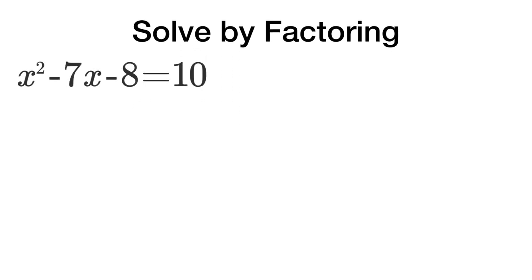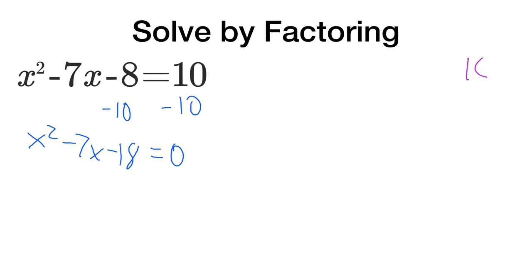What we have here is x squared minus 7x minus 8 equals 10. So like I said, the first step is always to go and equal to 0. So I'm subtracting 10 from both sides. At that point we have x squared minus 7x minus 18 equals 0. So now I'm going to factor out the number 18. 18 factors out to be 1 and 18, 2 and 9, and 3 and 6.